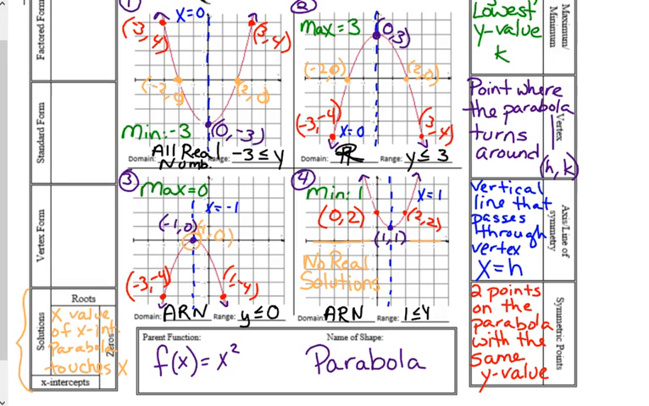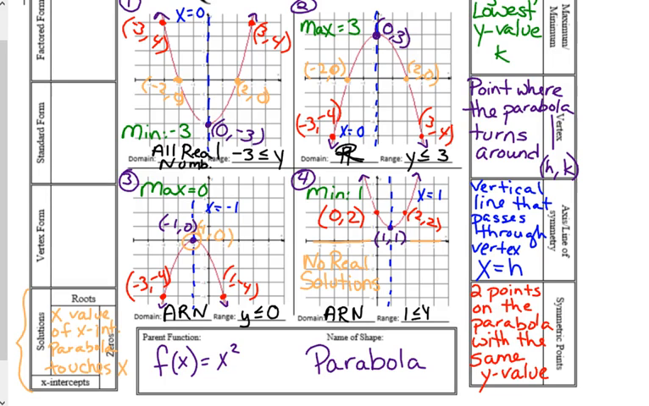Okay, so that's all the key features. I know it looks like a lot. It is a lot of information, but these are things you need to know in order to solve a quadratic function at any point. We have 3 different ways that quadratic functions can be represented.